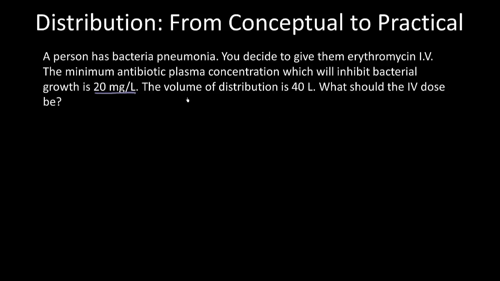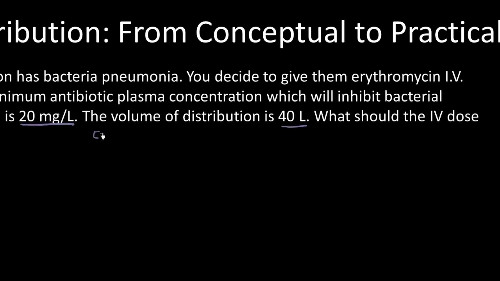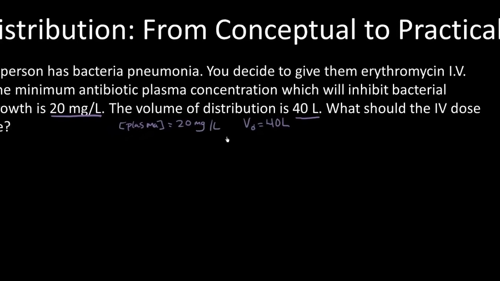We're also going to tell you that the volume of distribution of this drug, and I'm making this up for easy numbers right now, is 40 liters. So what should the IV dose be? Numero uno, if you have a scratch piece of paper, write down the things that you know. The plasma concentration that I want, my desired plasma concentration, is 20 milligrams per liter, and I know the volume of distribution is 40 liters. So the first thing you should do for every problem is what?